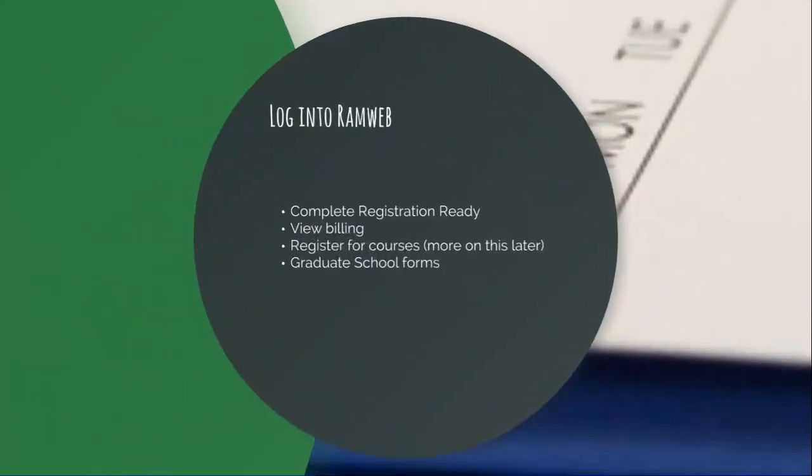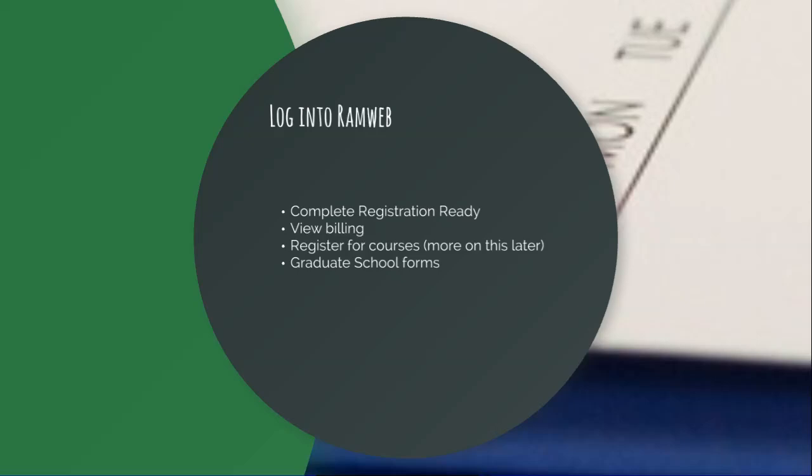Next, you'll log into RamWeb. If you just go to the Colorado State homepage and go under menu, under current students, there should be a direct link to RamWeb. You'll want to log in, and this is going to be your main portal for almost everything except your courses. Your courses will be housed in Canvas, but RamWeb is where you're going to be able to view your billing, register for classes, really anything that you need when it comes to school.